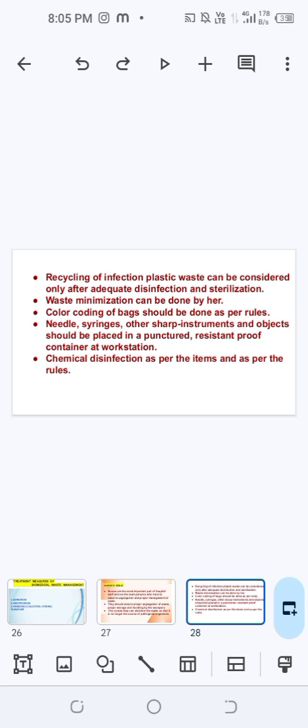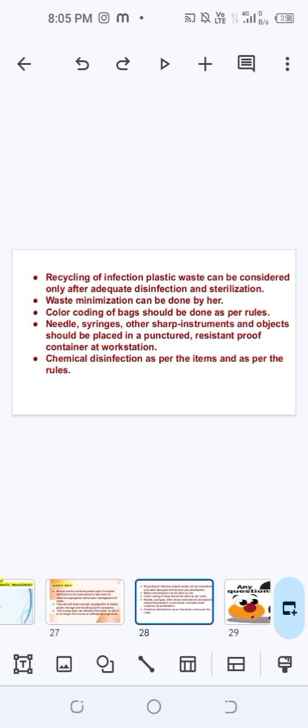The color coding of bags should be done as per the rules. Needles, syringes, or scalpels, which are sharp instruments and objects, should be placed in a puncture-proof, resistant container at the workstation. Then chemical disinfection is done as per the items and as per the rules. So these are some common roles of the nurse that you need to follow.